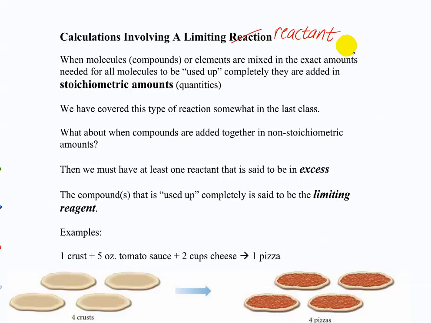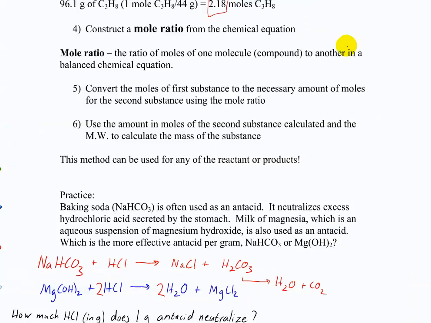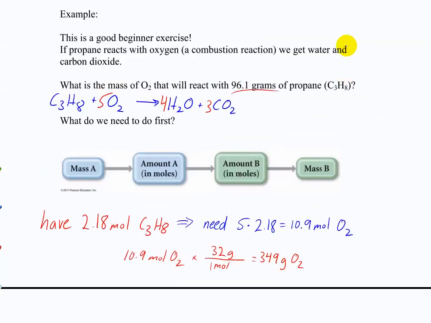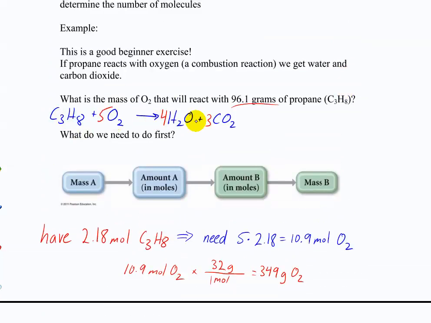So let's go back up to our example that we just talked about. Let's go up to this one. When we did this propane combustion, we said that 1 mole of C3H8 reacts with 5 moles of O2. And we said, okay, what happens if you have 2.18 moles of this? Then you'd need 10.9 moles of oxygen for it to react fully. But what happens if instead of 10.9 moles of oxygen, all you have is 8 moles of oxygen?